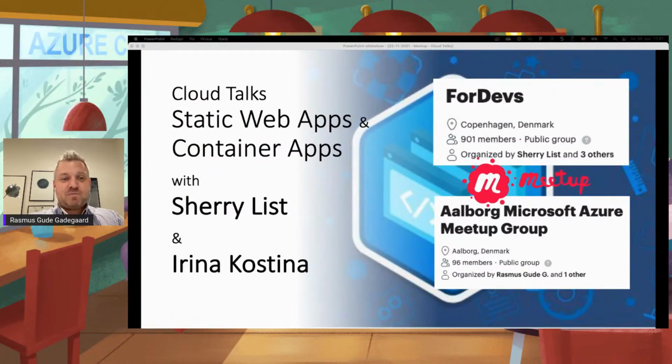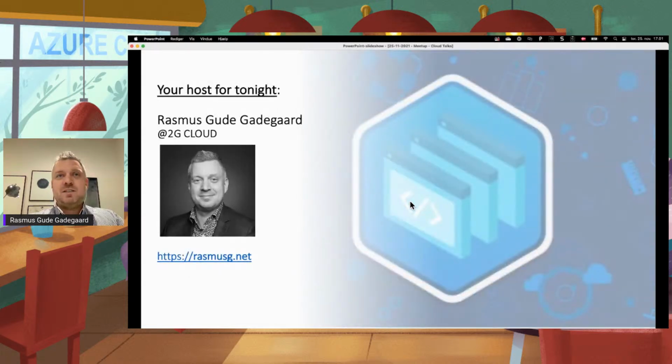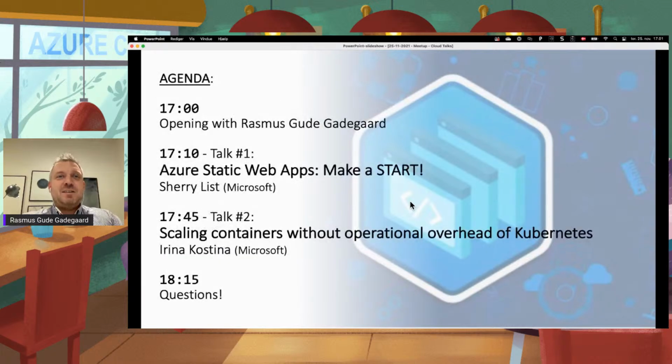So let's see if we can get this to work. I will be your host tonight. My name is Rasmus. And what we're going to see here is that after the opening, we'll have a talk about one of my new favorite stuff in Azure. That's called static web apps. That's a really cool service. And Sherry is going to show us some neat tricks regarding that. And the next talk is about Azure container apps and about scaling and working with the containers without the operational overhead that comes with Kubernetes. And Irina from Microsoft is going to talk about that.